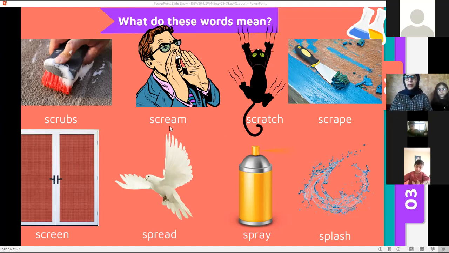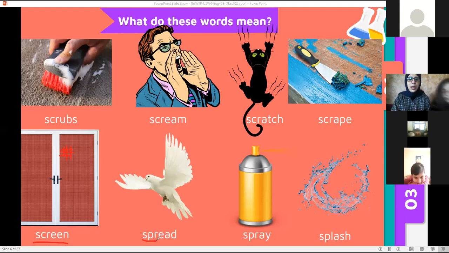Second word is the word scream. You can see from the picture, like the man here screaming. Scratching, probably the carpet, maybe the wall. Scrape. To scrape is to pull off. For example, here they are pulling off the paint. Here the word is screen. Screen is something inside here. It's like a web, to prevent mosquitoes and flies from entering the room. We call it window screen.